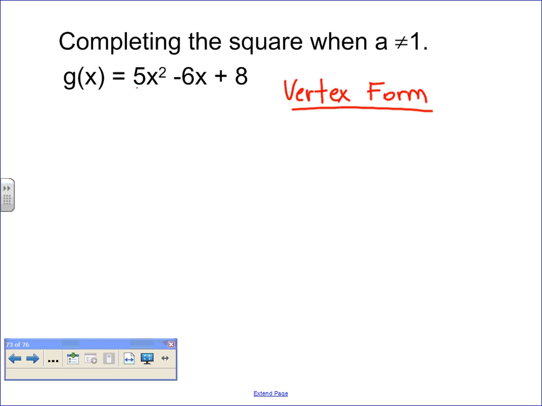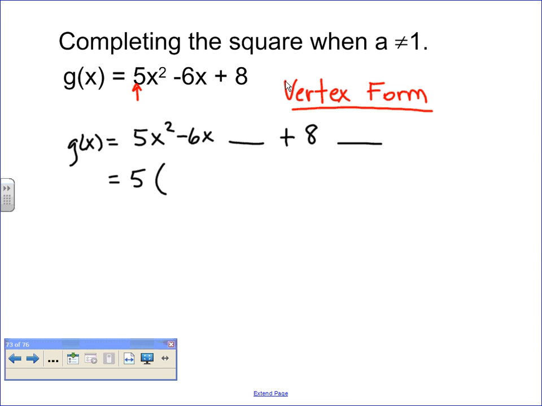But in this case, you notice that we have a 5 here. So since we have a 5 there, that's going to make the process a little more complicated. We're going to start out with g of x is equal to, a little sort of like we did the last one. We're going to keep the minus 6x, space, plus 8, and then another space. But in this case, I need to get rid of the 5, or factor out the 5 to get started.